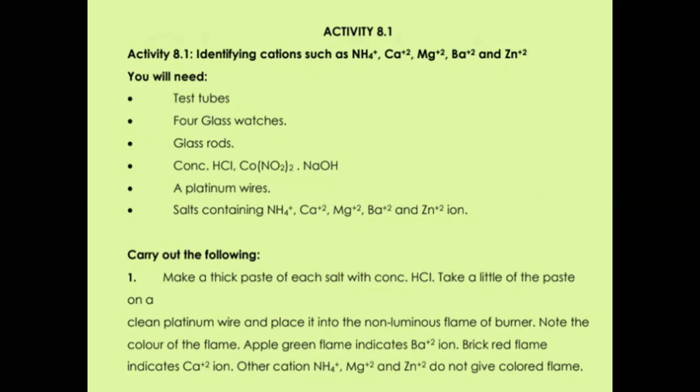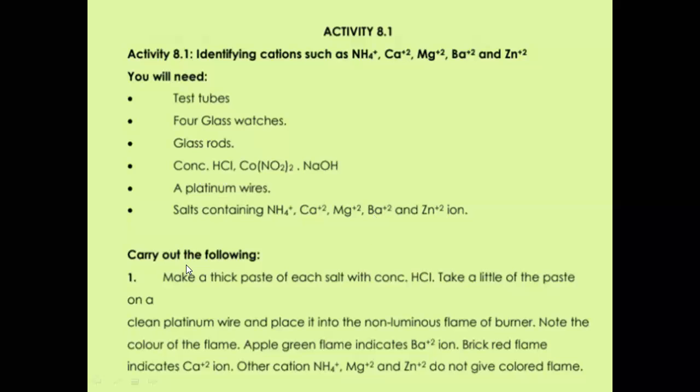So for this purpose, we need the apparatus. We need test tubes, watch glasses, glass rods, and the chemicals we need: concentrated hydrochloric acid, cobalt nitrate, sodium hydroxide, and a platinum wire. The salts provided to us contain the basic radicals, actually the cations: ammonium, calcium, magnesium, barium, and zinc. And now we have to identify these basic radicals one by one.